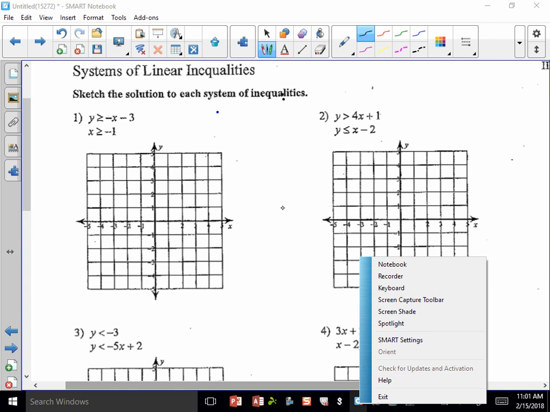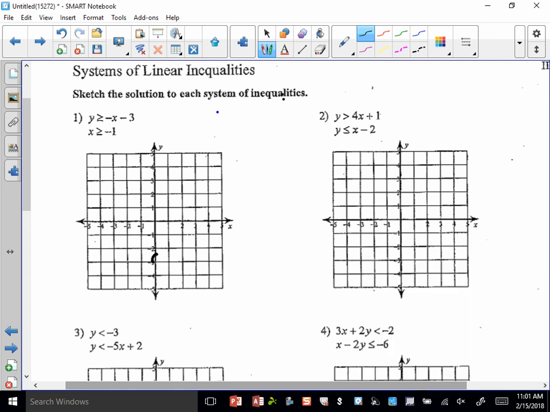All right, so we're going to start at -3, and then we're going to do our slope. So we're going to go up 1 to the left 1, up 1 to the left 1, up 1 to the left 1. You might want to make more than just 2 points this time because you want it to be a little bit more accurate.